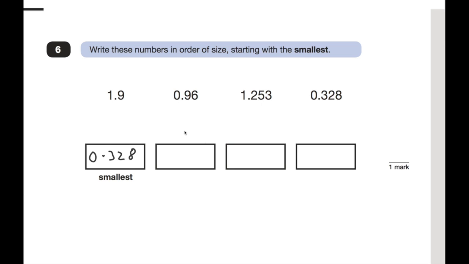0.328. And now this is the next naught, so 0.96. And now doing the same thing again, we have ones here, and in the tenths column we have 2 tenths here and 9 tenths here, so this one is smaller, 1.253, and 1.9 is the last one.